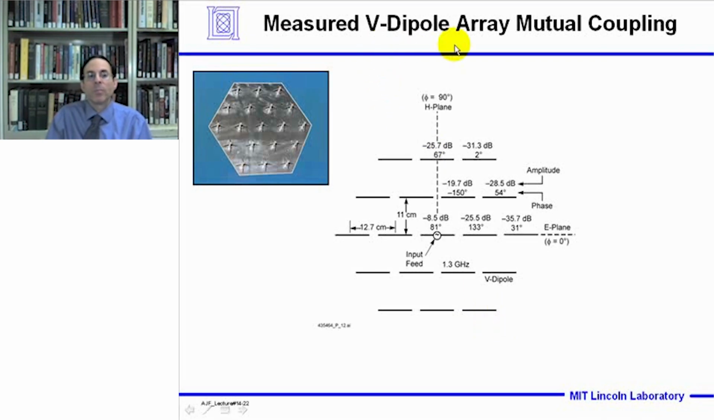Now we show the measured V-dipole array mutual coupling. This is for the center element of a 19-element hexagonal array. We're driving the center element, and we measure the amplitude and phase to the surrounding neighbors. In this slide we see that the coupling to the nearest neighbor in the collinear direction is down minus 25.5 dB, and in the direction where the elements are relatively parallel, we see stronger coupling, which is minus 19.7 dB to the nearest neighbor. Using these measured amplitude and phase coupling coefficients, we can calculate the array scan reflection coefficient.